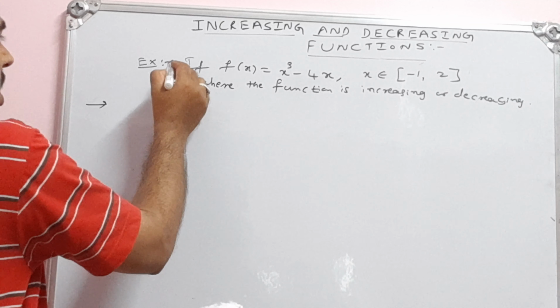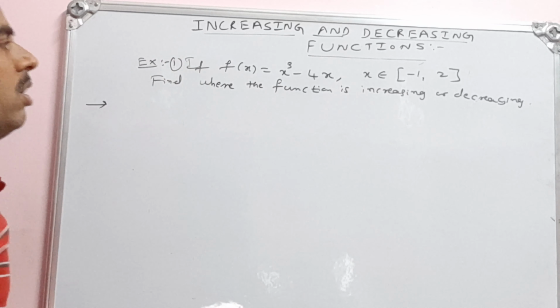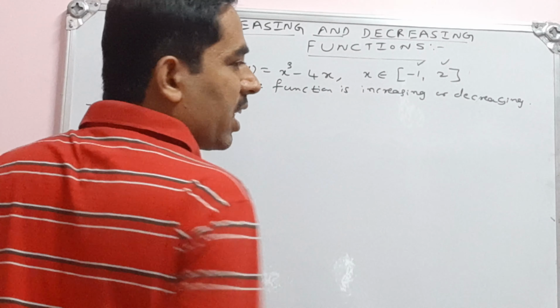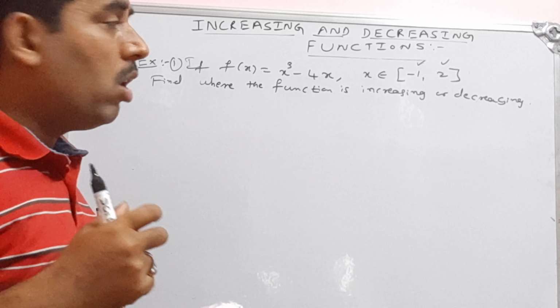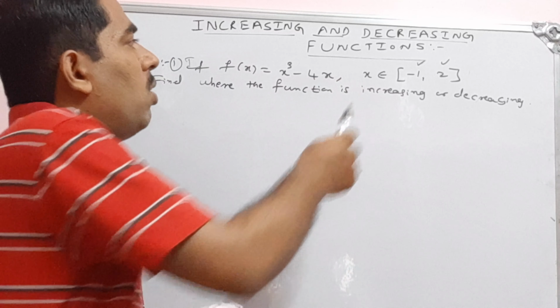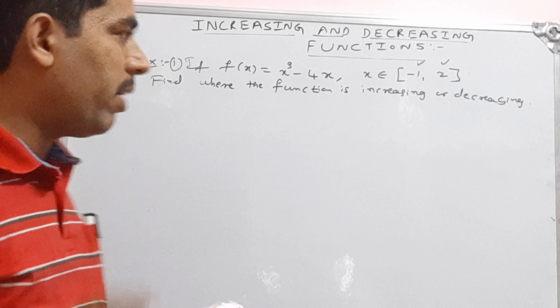I have taken one general example here. Let us find out. I have taken the function x cube minus 4x. I have fixed this interval, minus 1, 2, so I have included these 2 points. Find where the function is increasing or decreasing. At what points the function is increasing or decreasing, we have to find out.